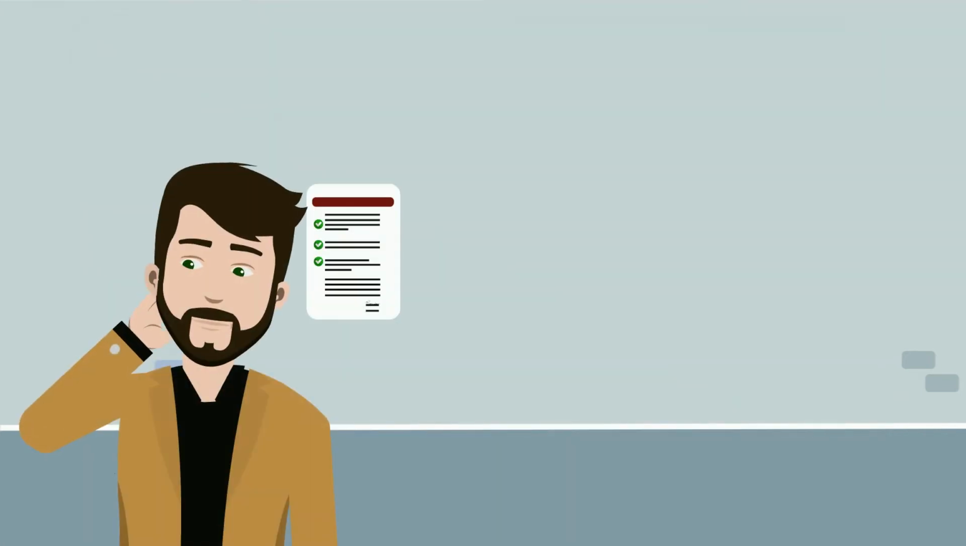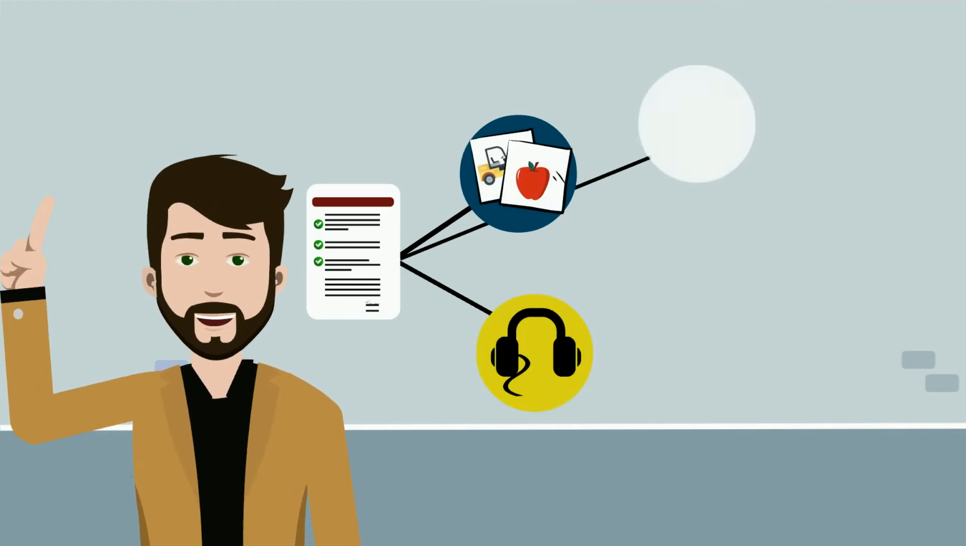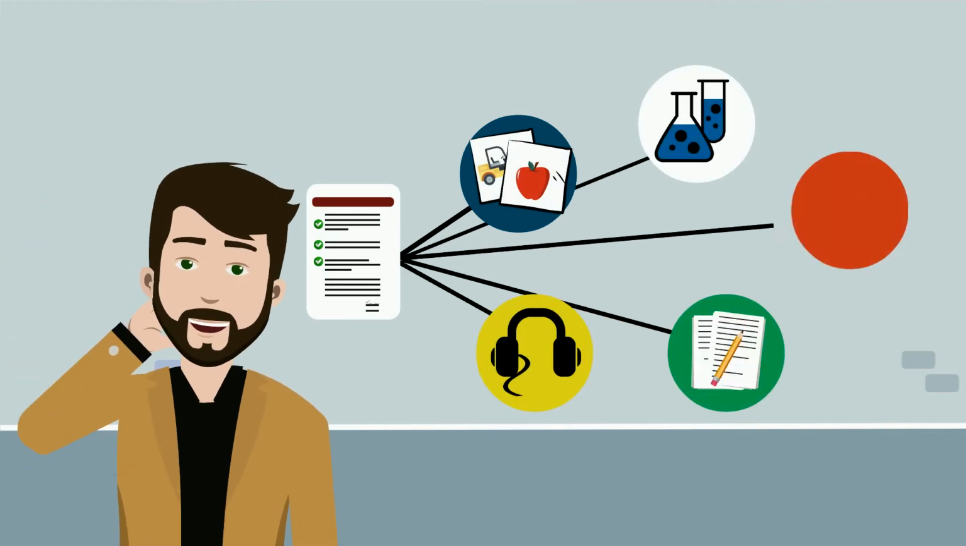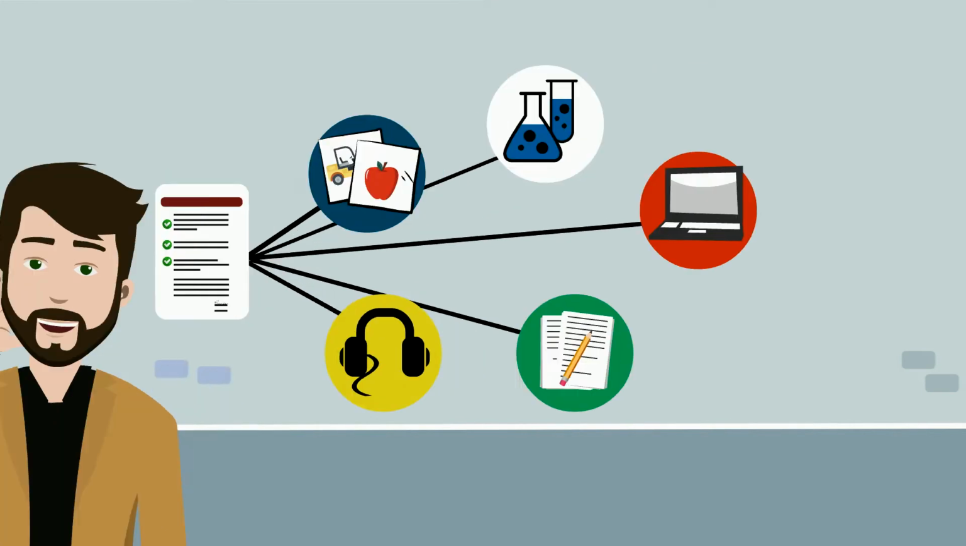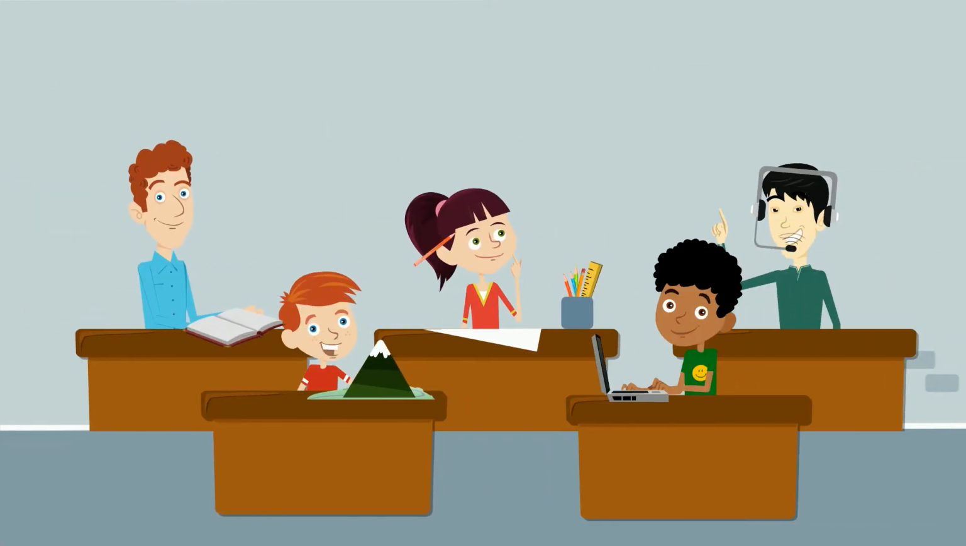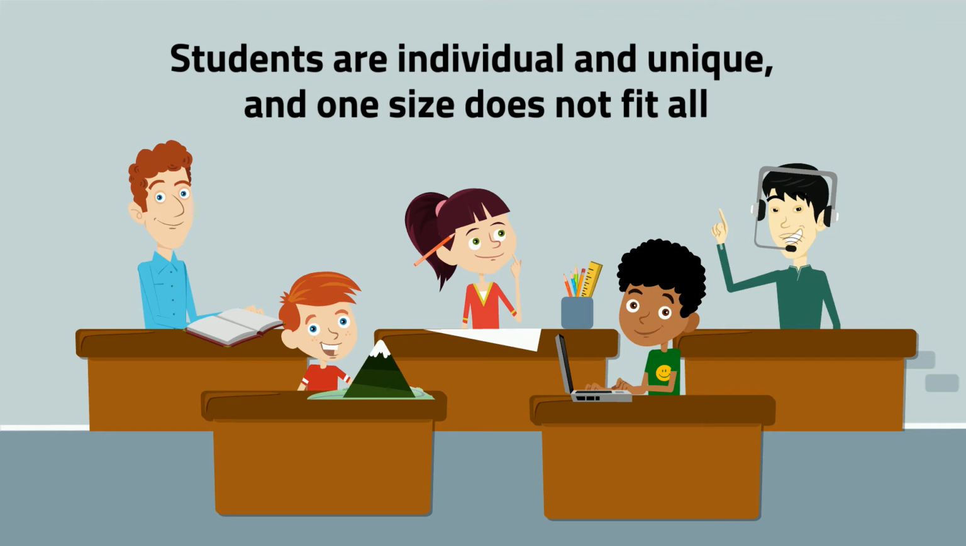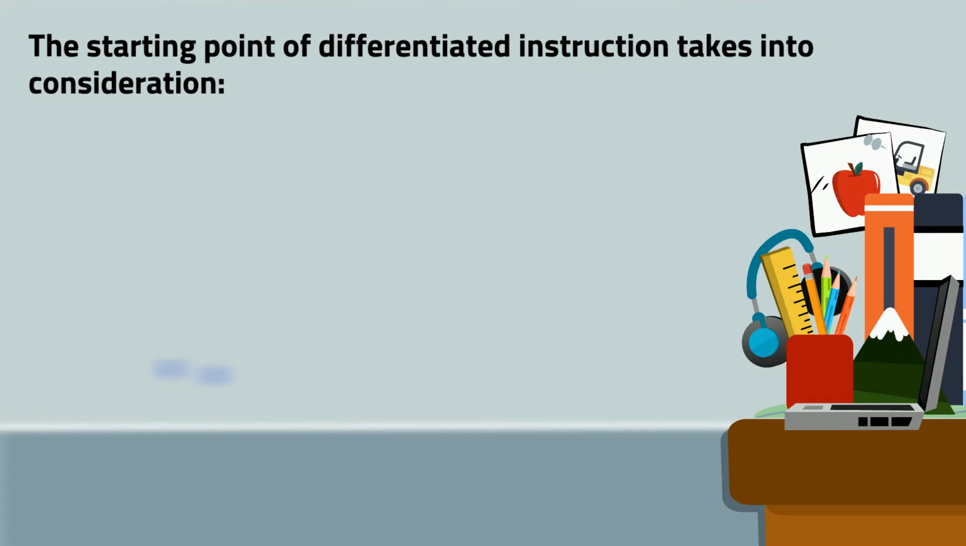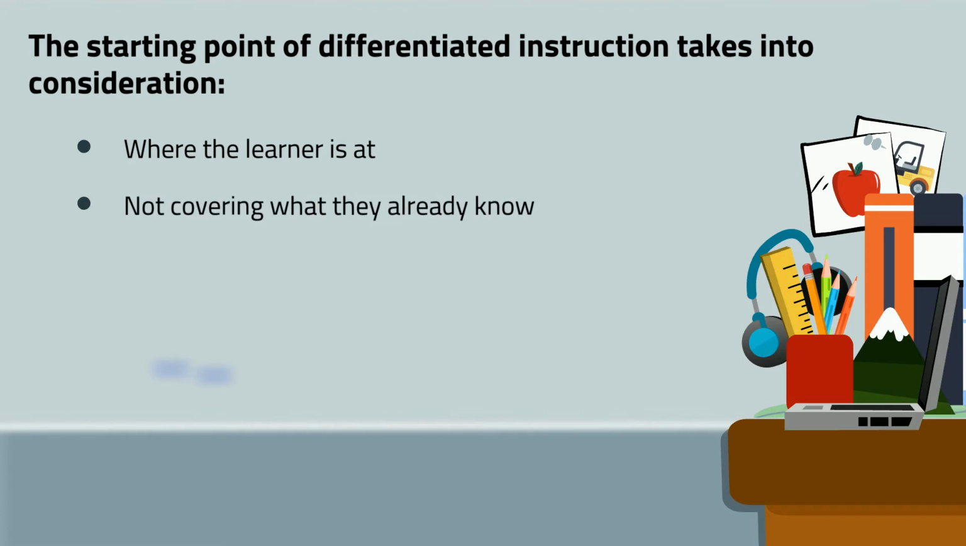For many teachers, differentiated instruction requires major changes and flexibility in their education programs and lesson planning. Since there is no single definition of a regular class, the model acknowledges that students are individual and unique and that one size does not fit all. Cappy Cannon, the principal of the school, and her teachers work hard to recognize that the starting point of differentiated instruction takes into consideration where the learner is at and does not cover what they already know. This is supported by Knowles, 2009, who believes that it is vital to extend students' knowledge.